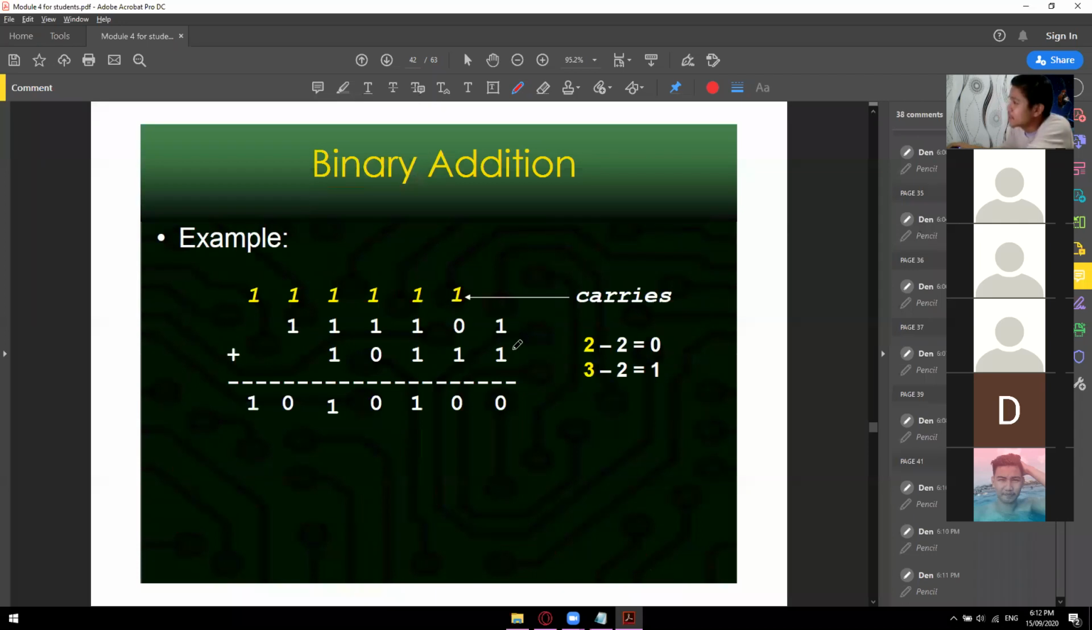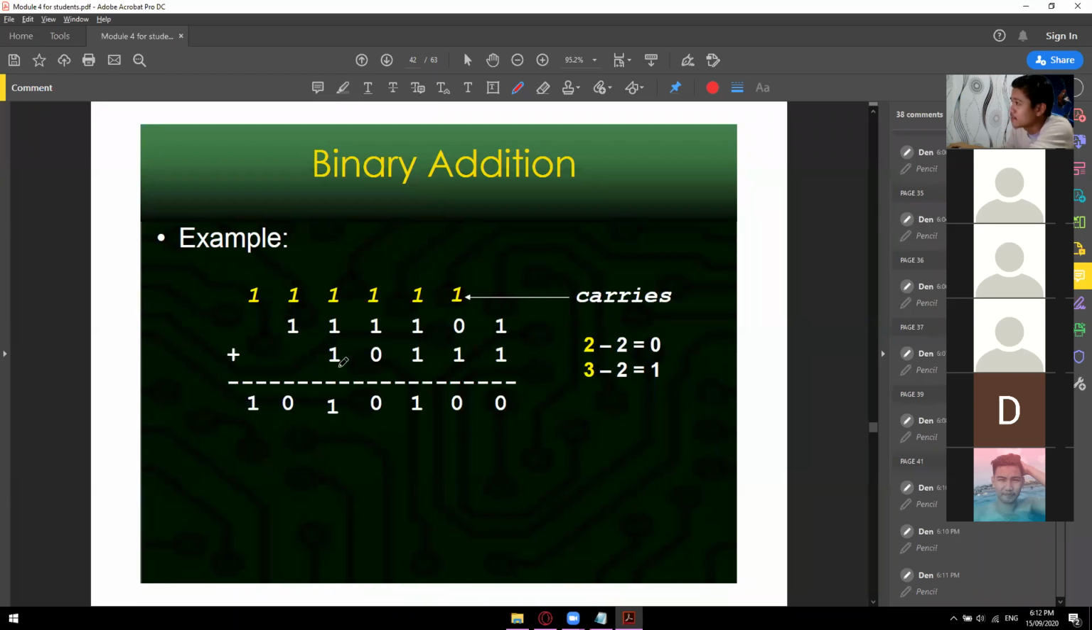So 1 plus 1 is 10. So carry 1, bring down 0. 1 plus 1 is 10. Carry 1, bring down 0. 1 plus 1 plus 1 is 11. So carry 1, bring down 1. 1 plus 1 is 10. So carry 1, bring down 0.